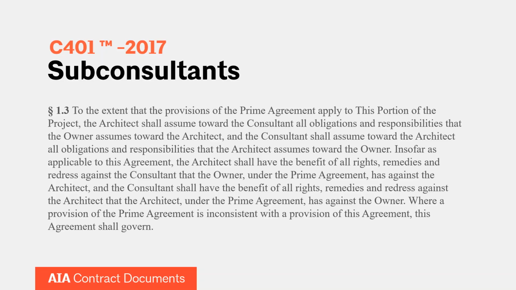We were quoting from the B101, but those are likely still present in the C401 as well. And then also, if they're not, you might have additional rights and remedies and responsibilities via this flow down clause in your subconsultant agreement. So you want to be aware, number one, of this clause, and number two, of the prime agreement between the owner and the architect, because some of that language might come into play as well.